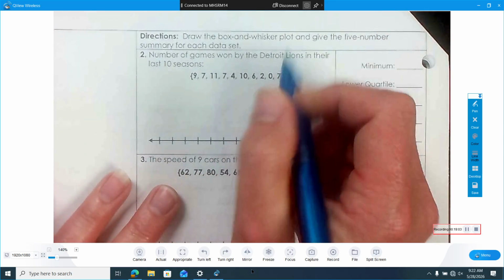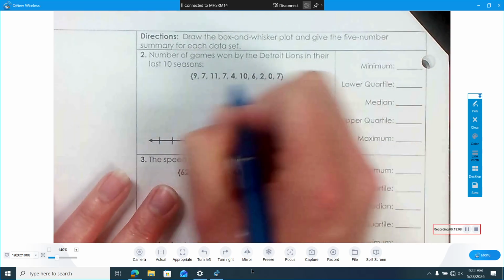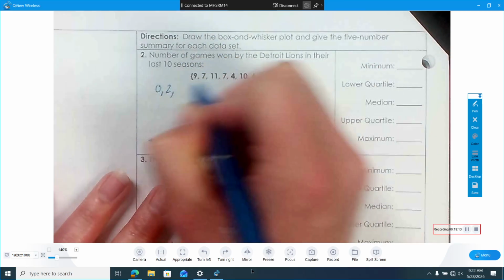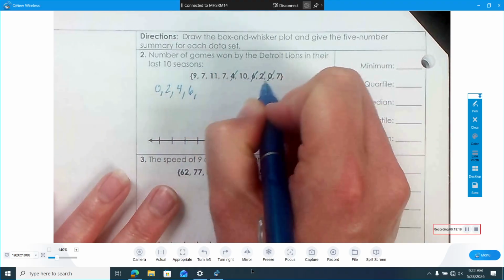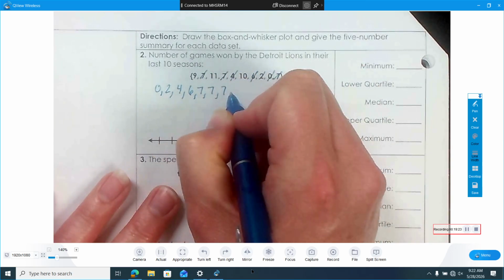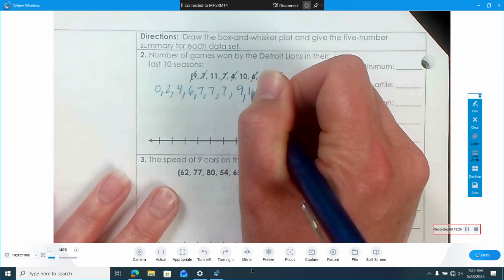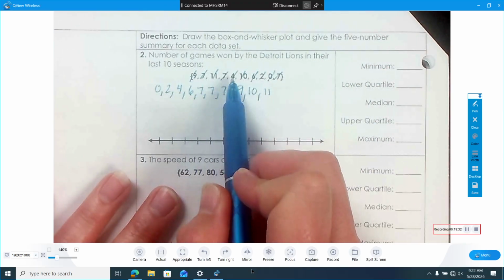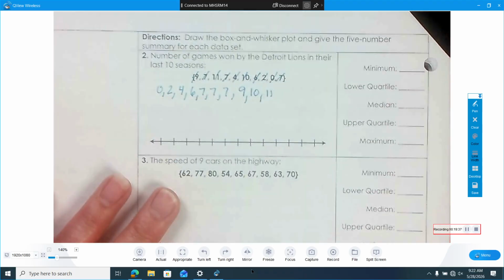All right. The first thing we're going to do is what? Order it. Yeah, so let's see. It looks like 0 wins. Ooh, rough season. All right. Then we have a 2, a 4, a 6, 7, 7, and 7. And then we have a 9, a 10, and an 11. All right, is that everything? 6, 7, 8, 9, 10. Okay, I do have all my data.